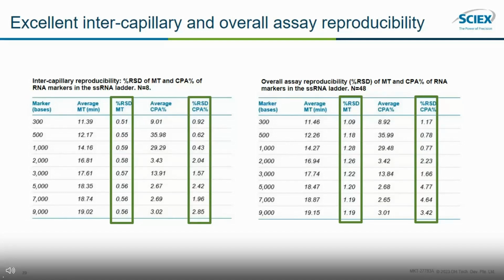And furthermore, the average corrected peak area percent value for each size fragment obtained with all 48 injections was within 3% of the corresponding value obtained in our intracapillary reproducibility study and intercapillary reproducibility study shown earlier. All in all, this demonstrates the great overall assay reproducibility of our RNA workflow, our BioPhase Empower workflow.